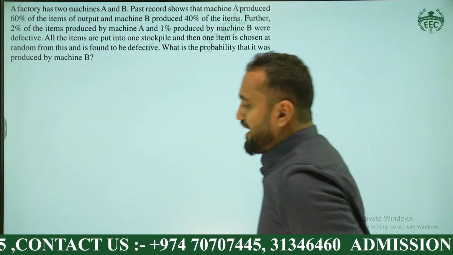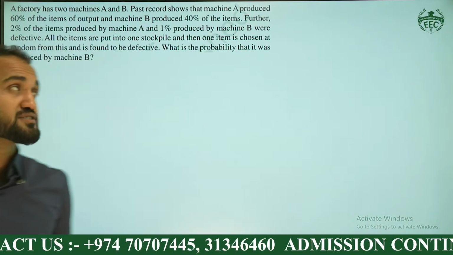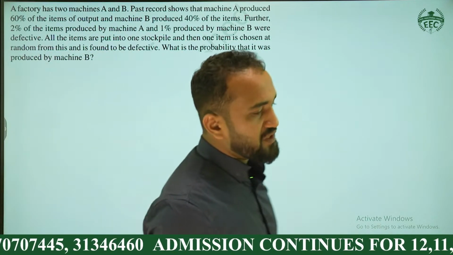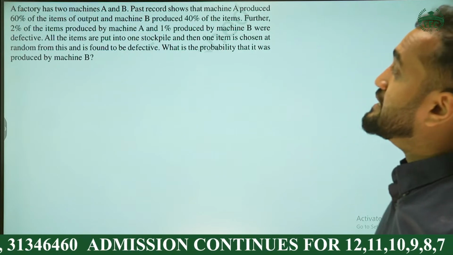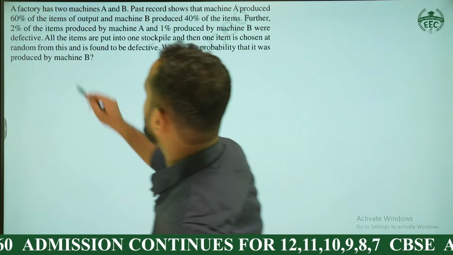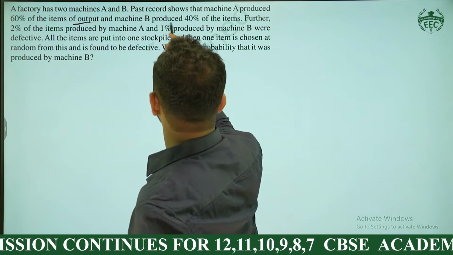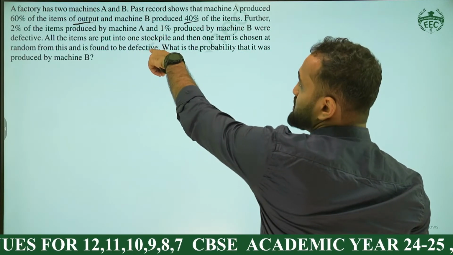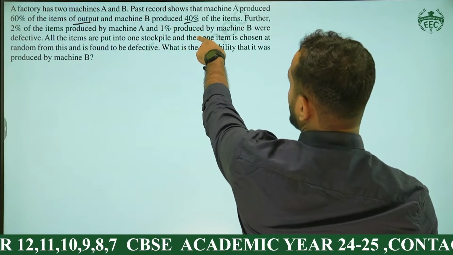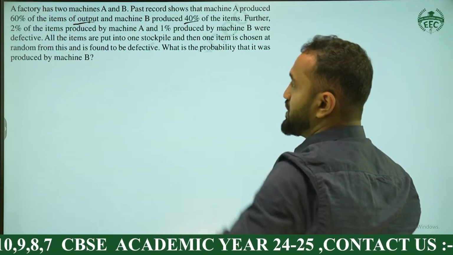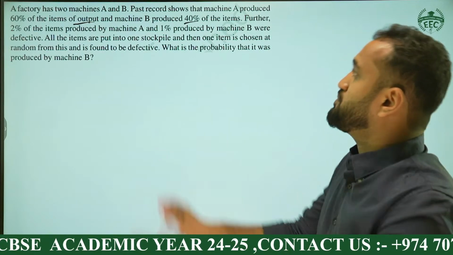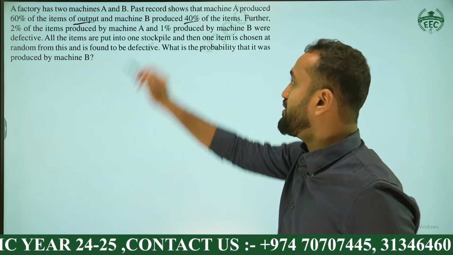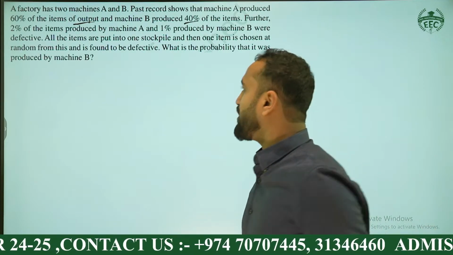A factory has 2 machines, machine A and machine B. Past record shows that machine A produced 16% of the items of the output and machine B produced 14% of the items. Further, 2% of items produced by machine A and 1% produced by machine B were found to be defective. All the items are put into one stockpile and then one item is chosen at random from this and is found to be defective. What is the probability that it was produced by machine B?